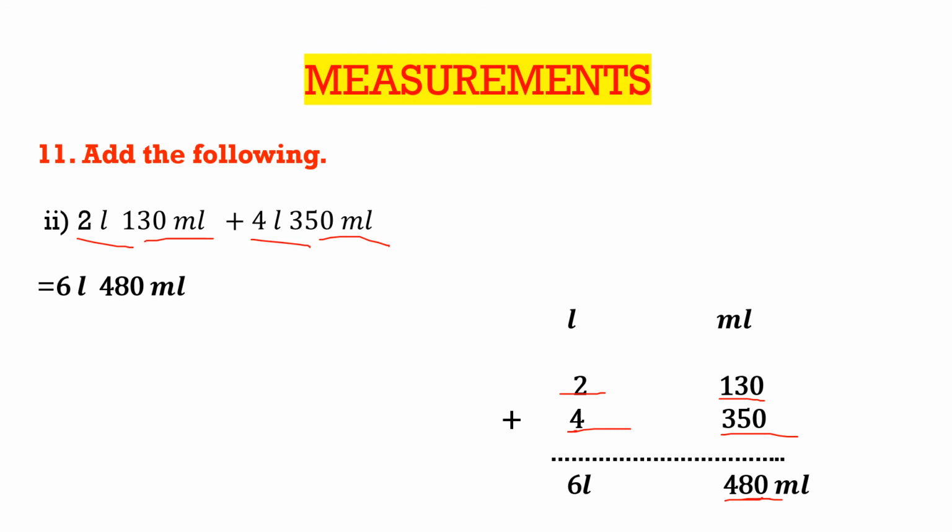Now move to liter column. 2 plus 4 is 6. We get 6 liter 480 milliliter. So we get 2 liter 130 ml plus 4 liter 350 ml equal to 6 liter 480 ml.